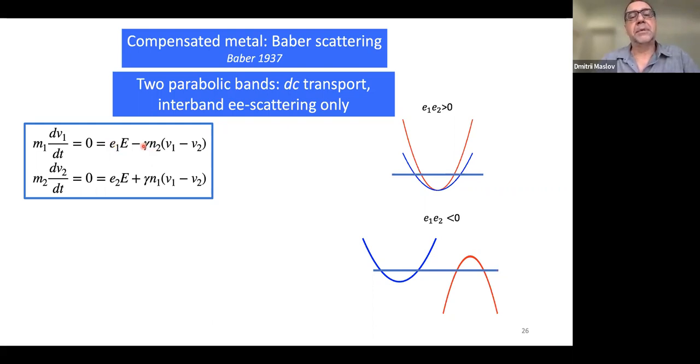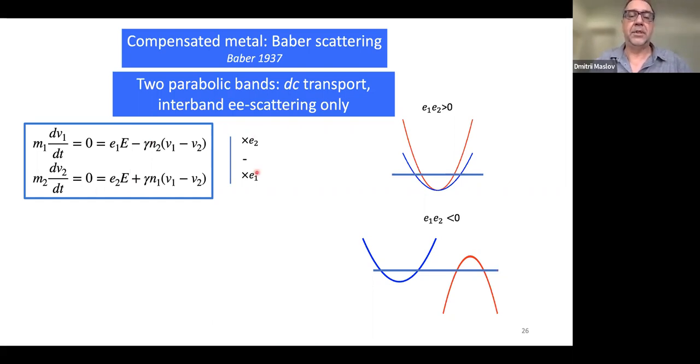And I will describe the interaction between the bands by this term, which has a friction nature. It's proportional to the difference of the velocities in the bands and to the number density in the other band. Gamma at this level is some phenomenological coefficient which parameterizes the strength of this friction. And the same equation for the second band, except for the change of minus to plus. So if we add up these equations, the friction force will cancel as it should, because this is an internal force.